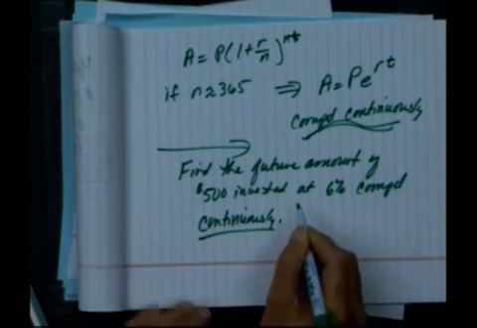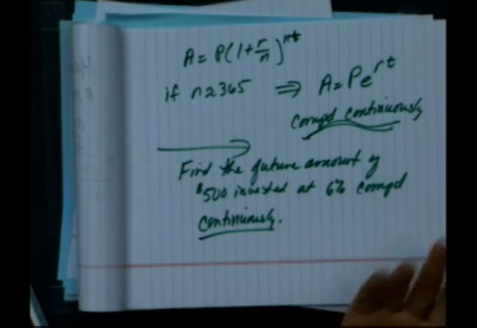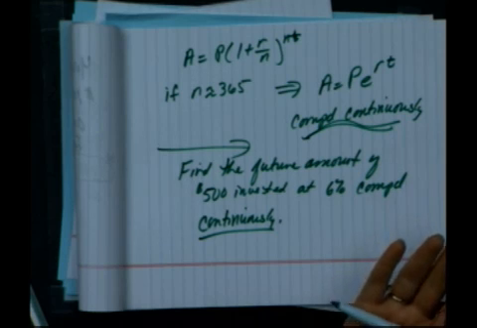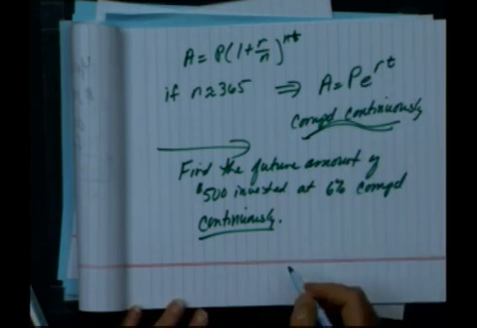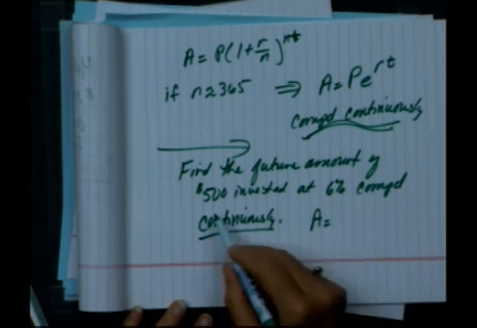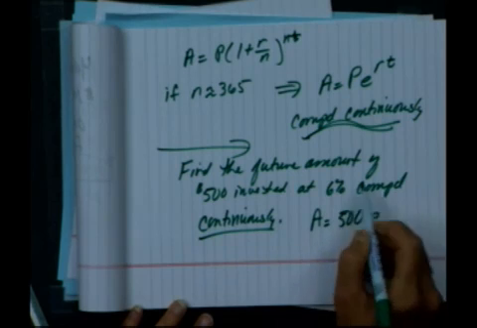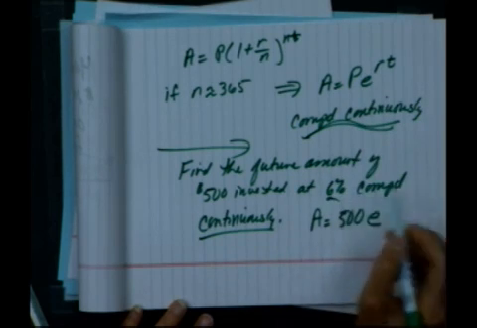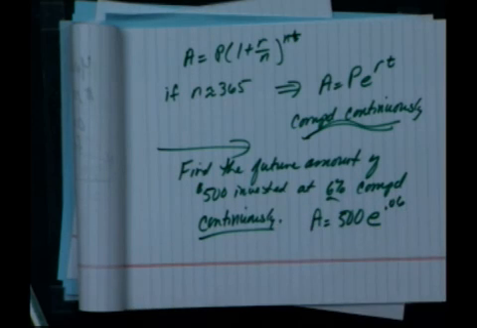Compounded continuously. If it didn't say compounded continuously, but compounded monthly, quarterly, or daily, you had to use the other formula. But compounded continuously, we'll use Pert. A equals P, your 500, times e to the r, the rate you see named in the problem, 0.06. And what did I leave out of the words here? How long I was going to let it grow, right?